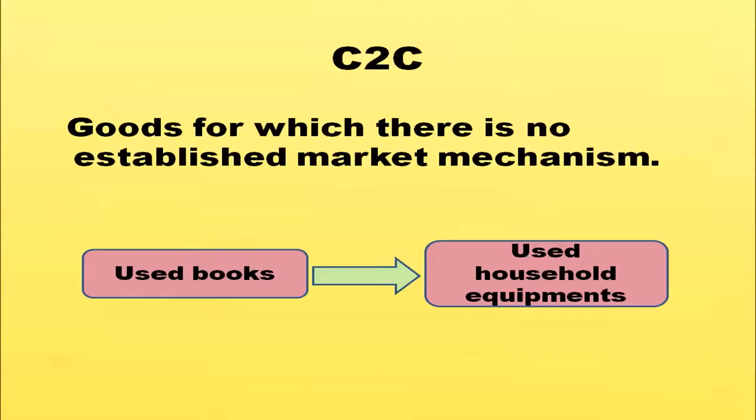That is, one consumer is contacting another consumer in the case of C2C, and there is no established market mechanism. Sometimes used books are being searched by one consumer and they will exchange also used household equipments. In such way, there can be some arrangement also between them. E-commerce and e-business.